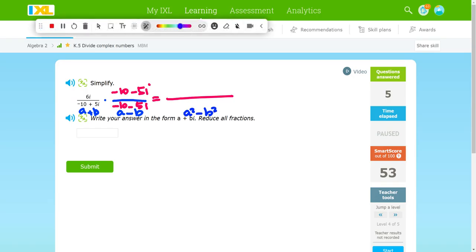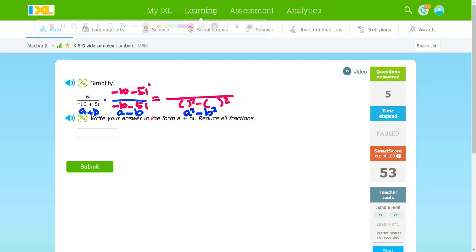So let's do that: a squared subtract b squared. A is negative 10, right here, and then b is 5i. Negative 10 squared is 100. Subtract 5i, which when squared becomes 25i squared.